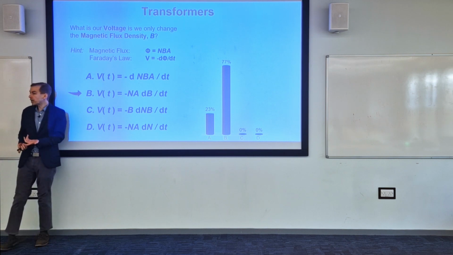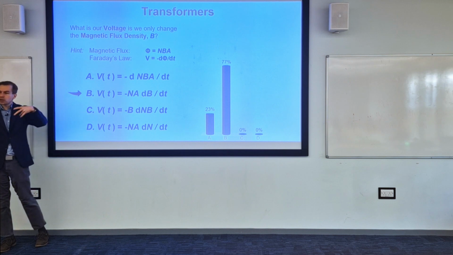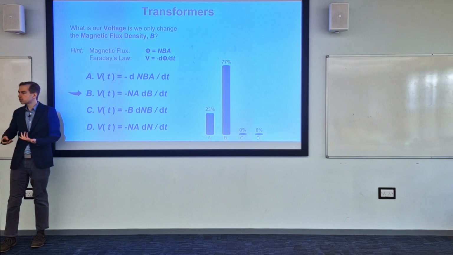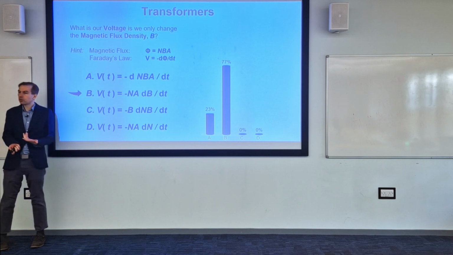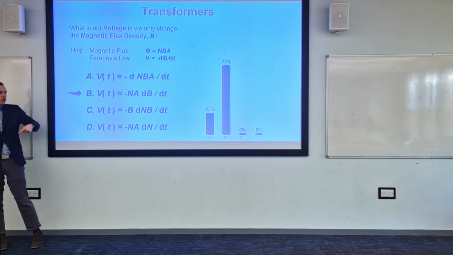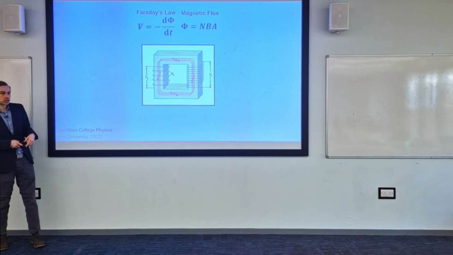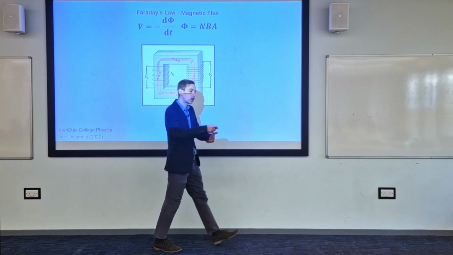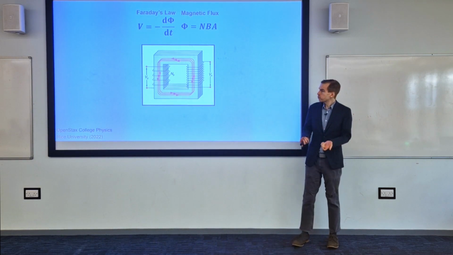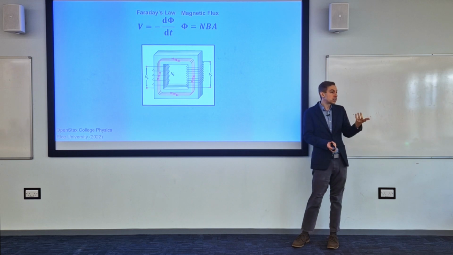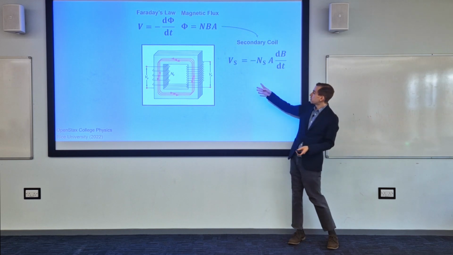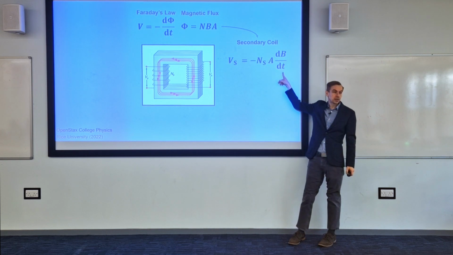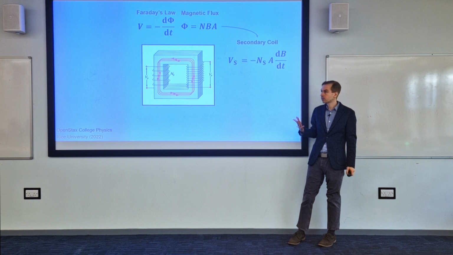Now, last slide for today, let's just do a bit of an overview of everything that's going on in the transformer, put all these pieces of the puzzle together, and see exactly what we're going to get out of a transformer. Okay, so let's go back to that picture and see everything that's going on here. So we've got the voltage, we've got the magnetic flux, and you guys just figured out that if we're only changing the magnetic field, what we get is the voltage is equal to N times A times dB by dt. So what you guys just figured out.